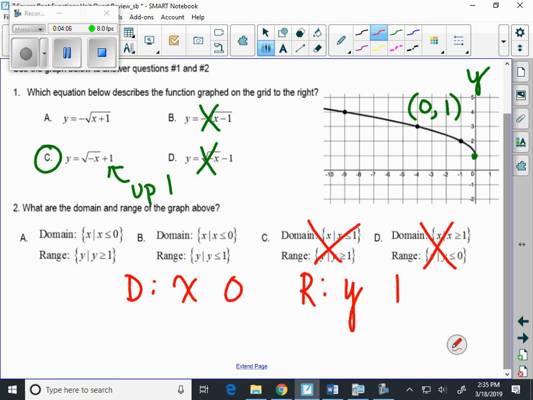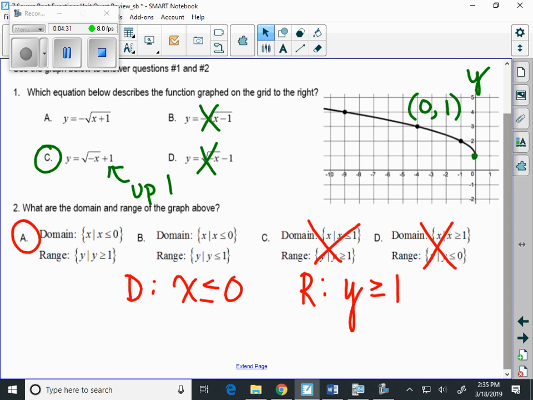And we're going to the left, so this is going to be x is less than or equal to 0. So it's all the values left of that green point. And compared to that green point, everything else is going to be above, so this is going to be y is greater than or equal to 1. And consequently, it looks like our answer for domain and range is going to be A.